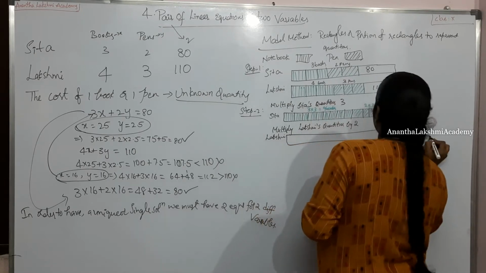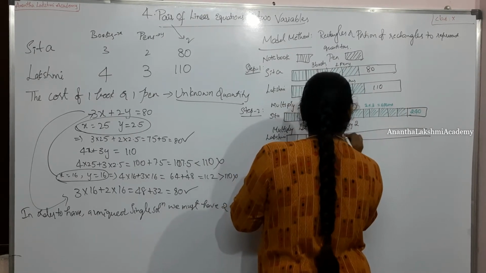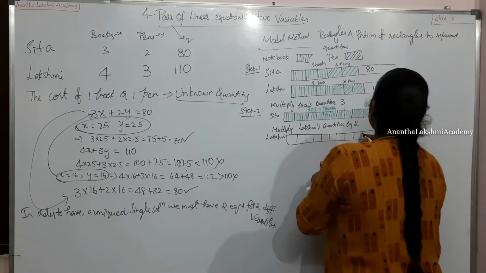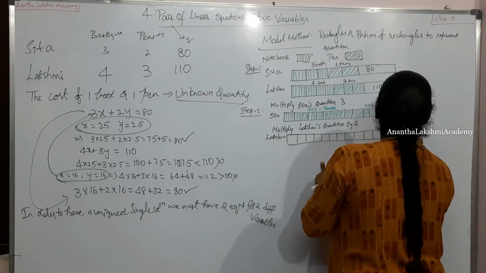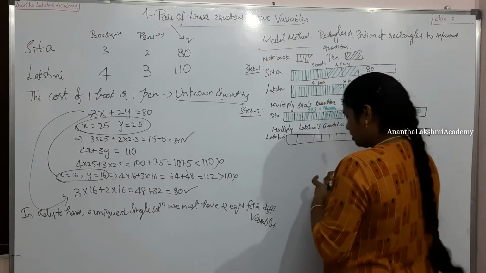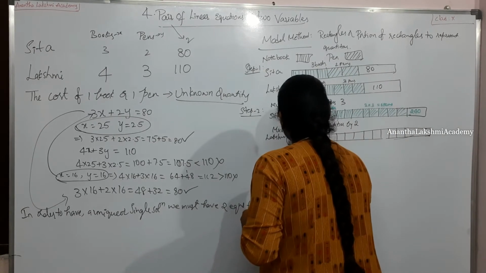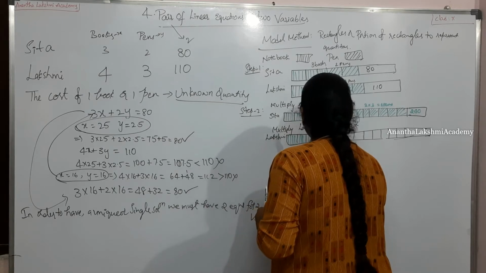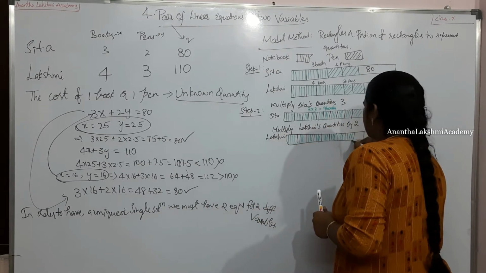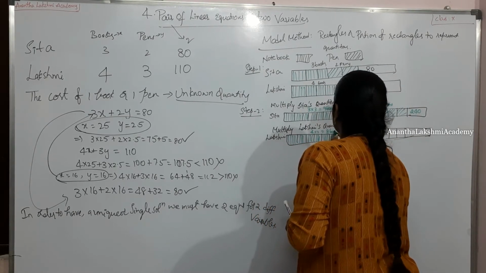Okay. Now what happens to Lakshmi's quantities? How many are there? 4 into 2 is 8. 1, 2, 3, 4, 5, 6, 7, 8 books. Okay. And 6 pens. 1, 2, 3, 4, 5, 6 pens. Again, I'm using a different color code. 1, 2, 3, 4, 5, 6, 7, 8. This is nothing but 4 into 2 is equal to 8 books.